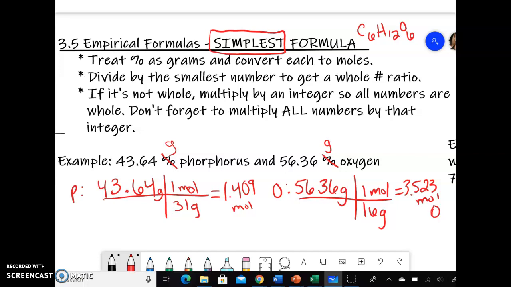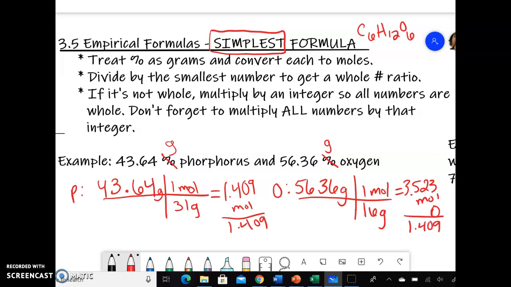All right, we can't use these as subscripts because scientists don't want to see these long, messy decimals as a subscript. So we need to get this into a better ratio that is a whole number ratio. And the easiest way to do that is to divide both of them by the smallest. So we're going to divide both of these by 1.409.